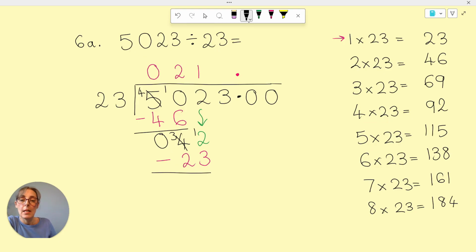Twelve take away 3 is 9. 3 take away 2 is 1. So I'm going to bring down the 3. 193. Well, 184 add 20 is going to be over 200, so it's going to be 8 lots. So we've got 8 there. Take away 184.